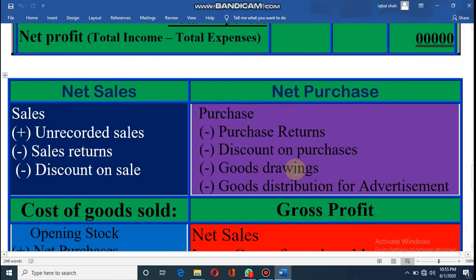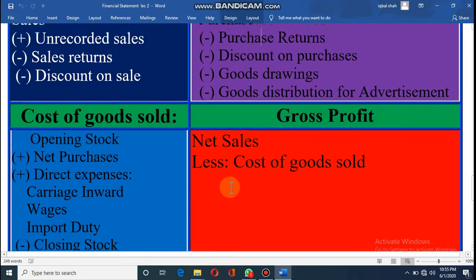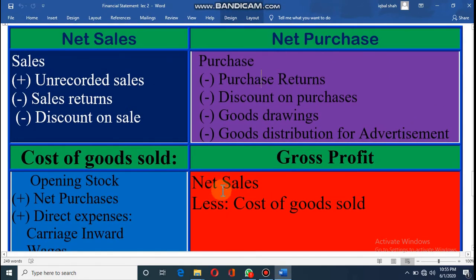Dear student, in the creative base, look: 2 marks from net sales, 2 marks from net purchase, 4 for cost of goods sold, 4 for gross profit. If you can learn, you may get 12 marks from this. So this is very important. And again, I would like to tell how you will find out net sales. Net sales means sales plus unrecorded sales minus sales return minus discount on sales. Dear student, all information will be in the question. Just find it and add and subtract. Then you will find out the net sales.